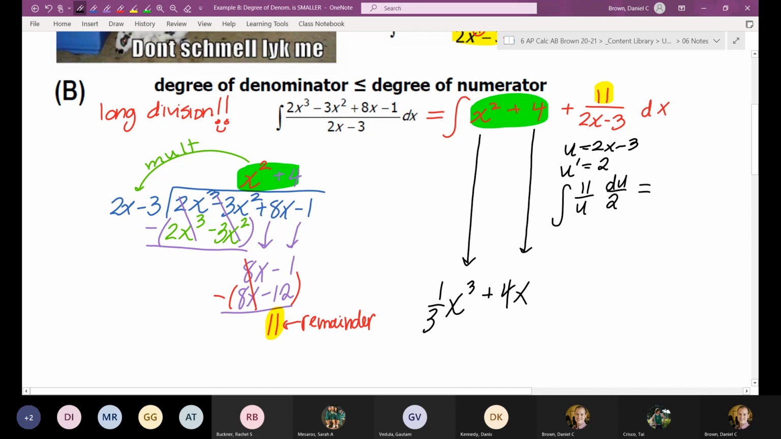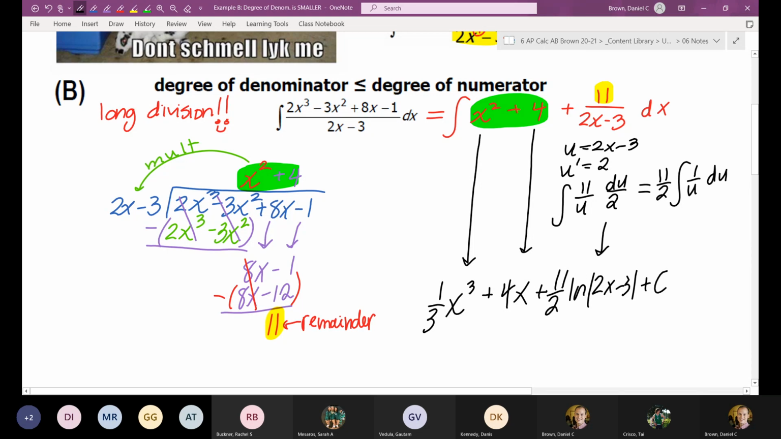Many of you could probably integrate it like that. I'm going to pull out my coefficients. We're really just integrating 11 over 2 times the integral of 1 over u du. So I have my coefficient, the natural log of the absolute value of u, plus c.